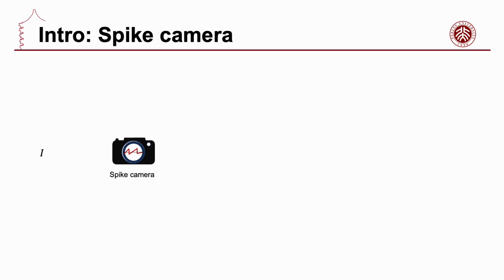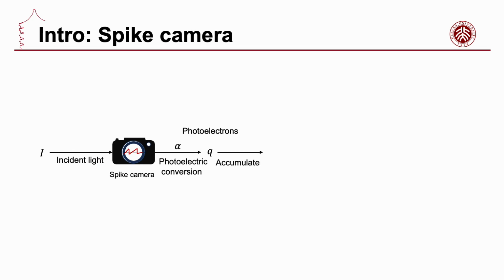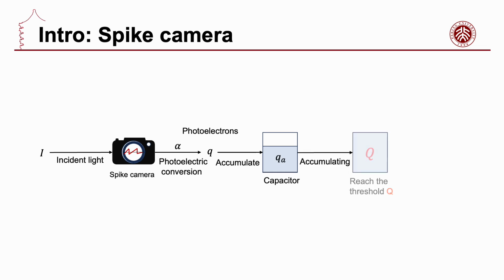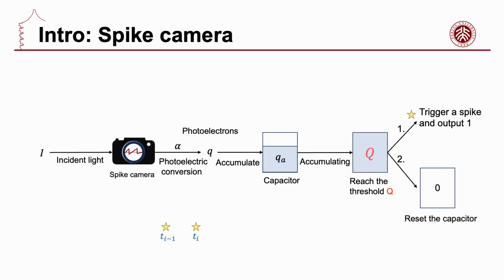The spike camera continuously converts incoming light at each pixel into photoelectrons. These photoelectrons keep accumulating in a capacitor. When the accumulated electrons exceed the threshold Q, the pixel triggers a spike, outputs a value of 1, and then resets the capacitor. This process can be described by an equation. The accumulated photoelectrons between two spike timestamps are equal to the threshold Q plus a small offset term.